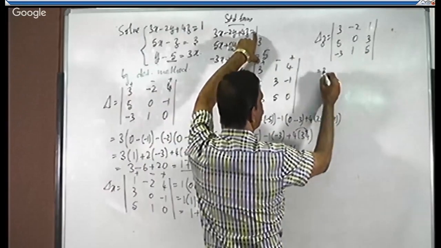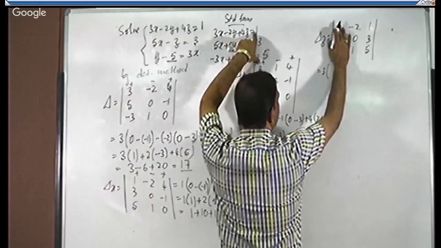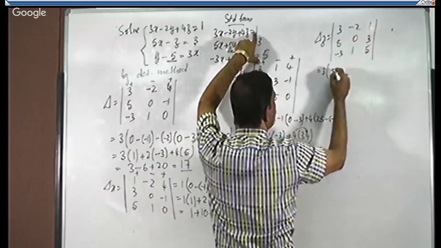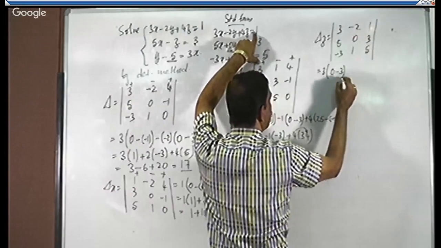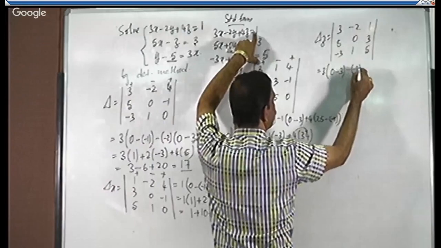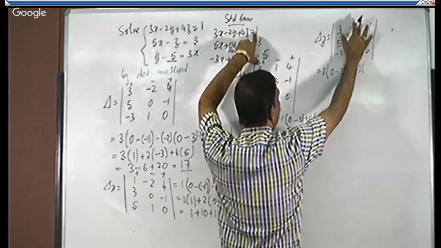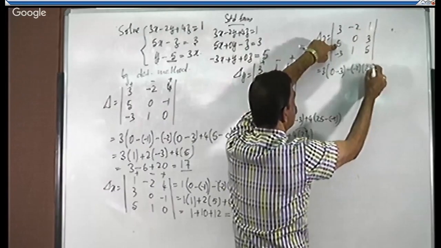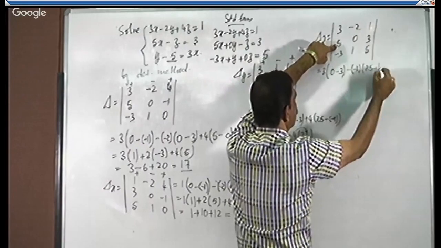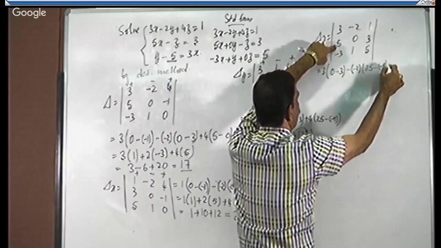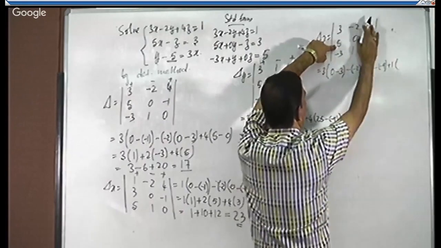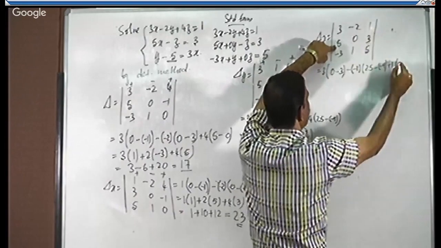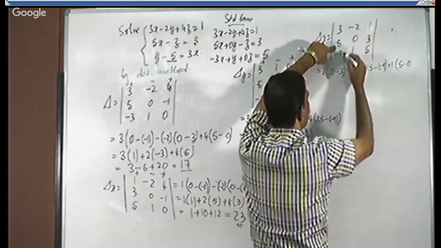Expand this. 3 into. Leave the corresponding column and row. This is 0. Minus 1 into 3, 3. Minus of minus 2 into. Leave the column and row. What is this? 5 into 5, 25. Minus product of these two is what? Minus 9. Plus 1 into. Leave the corresponding column and row. This is 5, 0. Because 0 into 3 is 0.